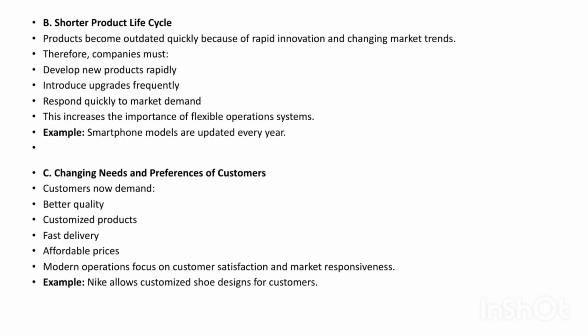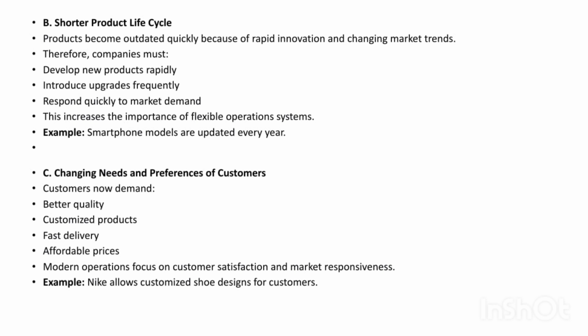The next one is shorter product life cycle. So the products become outdated quickly because of rapid innovation and changing market trends. Therefore, the companies must develop new products rapidly and introduce upgrades frequently as well as respond quickly to market demands. This increases the importance of flexible operations management, and the management must be agile. So smartphone models are updated every year, right? Like iPhone 16, then 17. So if the operations management is slow, the product is dead.